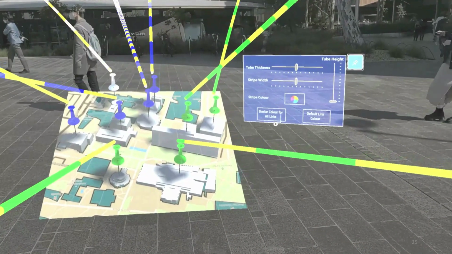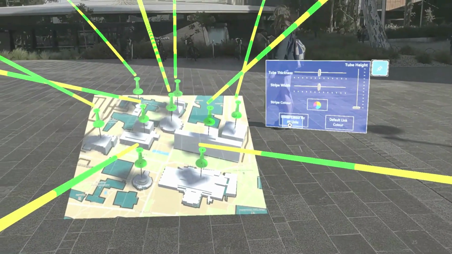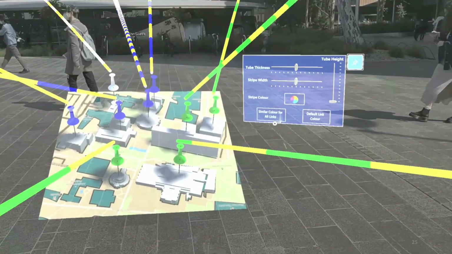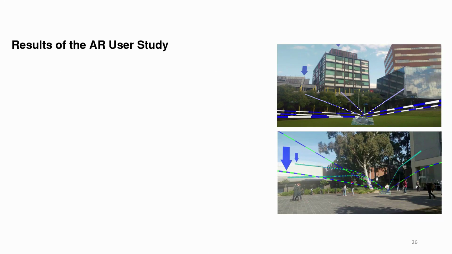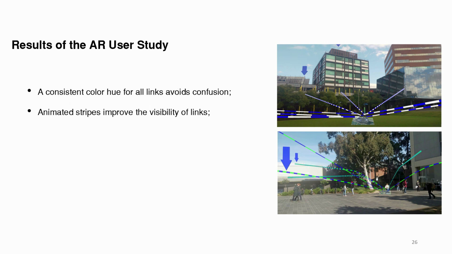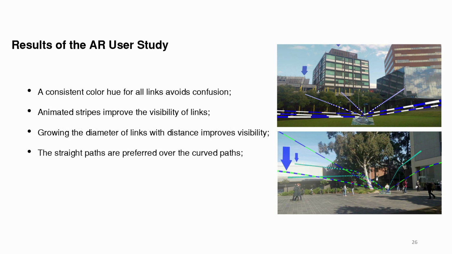And by default, we set the color of the links based on the background, but in the AR application, participants had the option to set a consistent color for all links. The result of the AR user study showed that participants preferred a consistent color for all links to avoid confusion. They preferred using animated stripes to improve the visibility. They liked growing the diameter of the links with distance to improve visibility. They preferred straight paths over the curved ones, and they reported that moving objects did not distract them from the links.